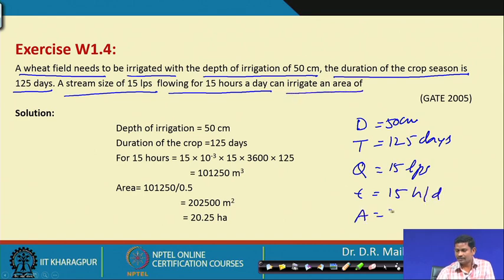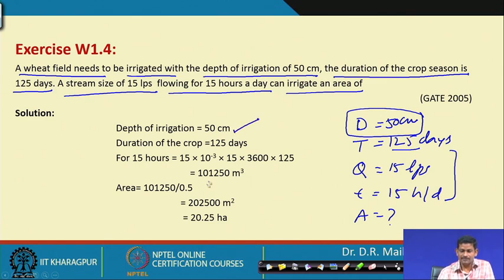So, what could be the area? Okay. So, that is the problem. 15 hours per day, how many days? 125 days. If you multiply these two, you get the number of hours. Then multiply with Q, you get the volume, and volume divided by the depth of irrigation gives you the area. So, that is the same thing.